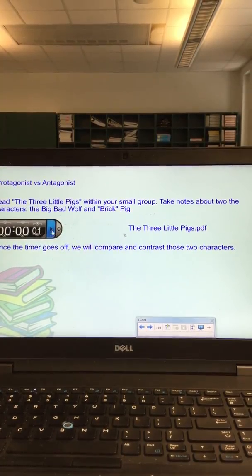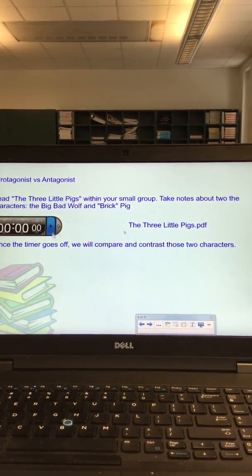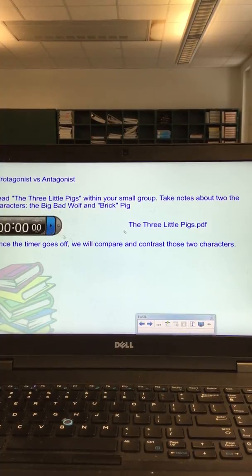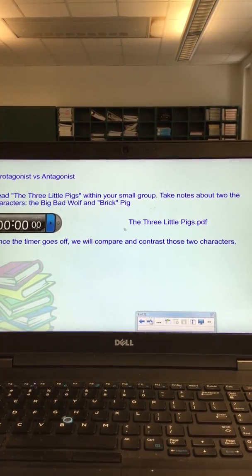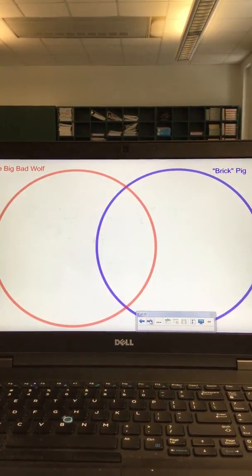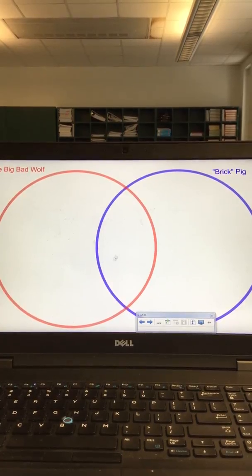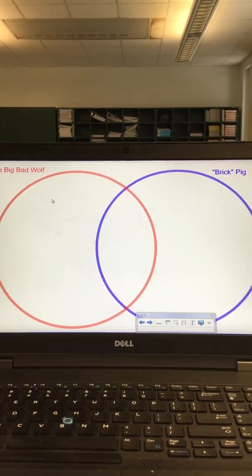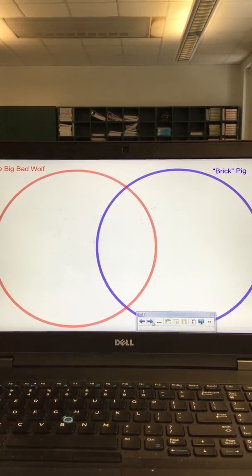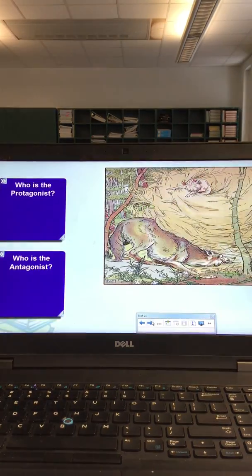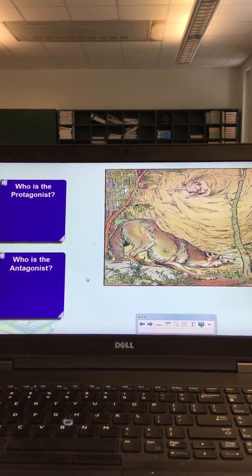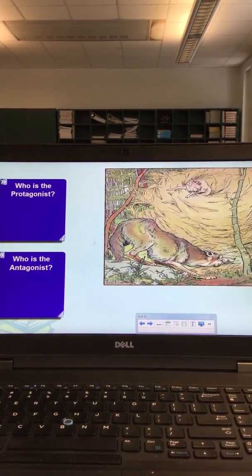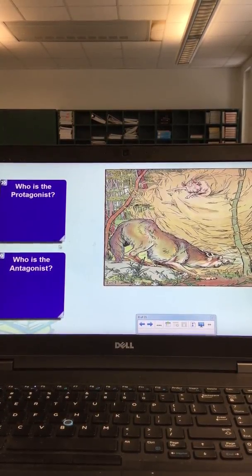So after the timer goes off, students will then just compare and contrast those two characters. So using this Venn diagram, students would see what is different between the two characters, the Big Bad Wolf and Brick Pig, and then what is similar between the two of them. So then based on that information, based on that conversation, students would then be able to discuss who is the protagonist and who is the antagonist.